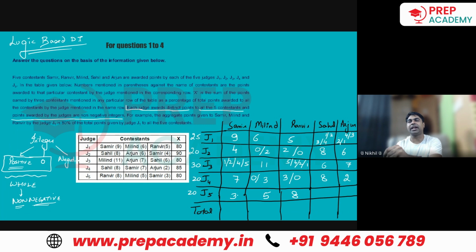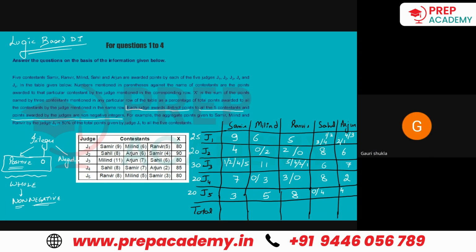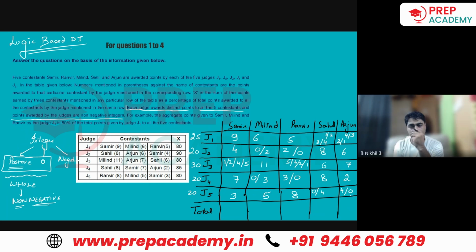Similarly, 5 plus 3, 8, 8 plus 8, 16. 16 is already awarded. The total is 20. So 4 more have to be given. So 0 and a 4 can be there, right? 1 and a 3 cannot be there because 3 marks is already awarded to someone. 2 and 2 can also not be there because these two will become equal then. 3 and 1 cannot be, 3 also cannot be there. So 4 and 0 are the only two options. Understood this part?